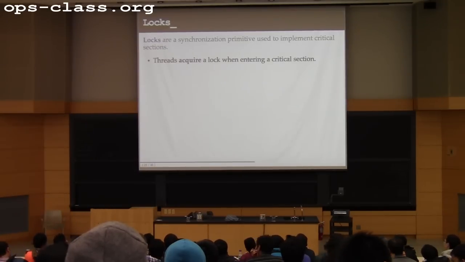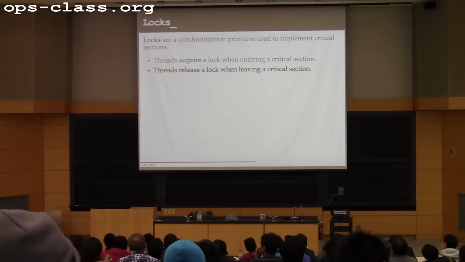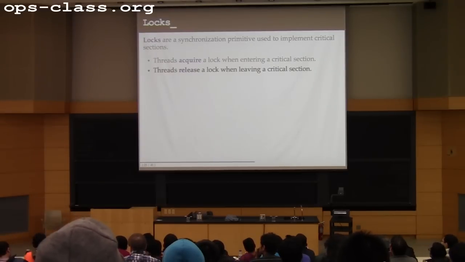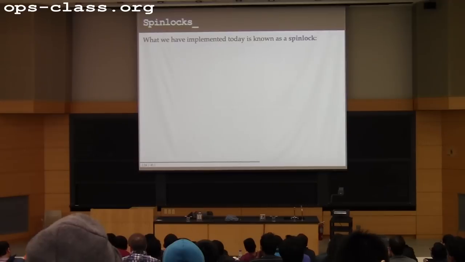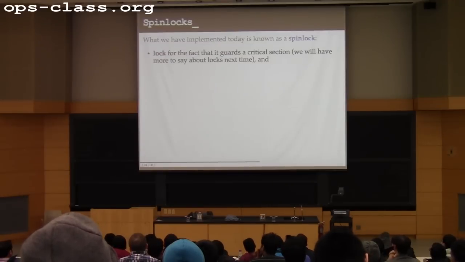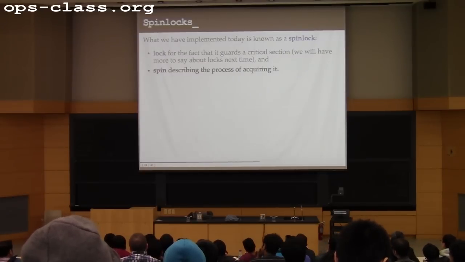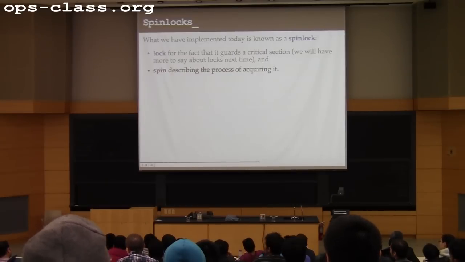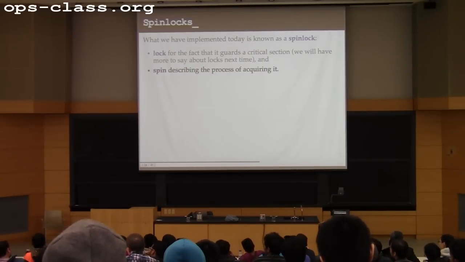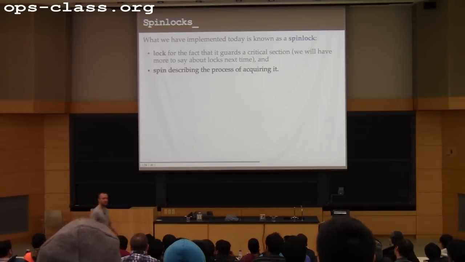So when I acquire a critical section, I acquire the lock. When I leave the critical section, I drop the lock, right? What we've built today is a spin lock. It's a lock, it guards a critical section, and spin describes the process of acquiring. Typically, when you talk about locks in C lock implementations, a lock without a prefix refers to a lock that does not typically spin. A spin lock is used to describe a lock that will actually busy wait for the resource. And there are reasons to use spin locks.